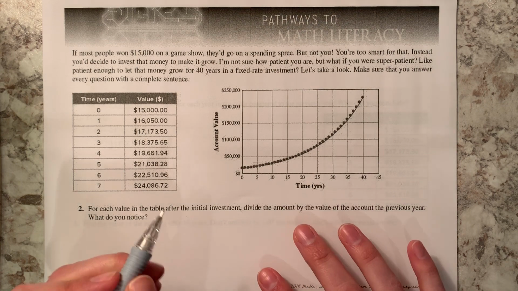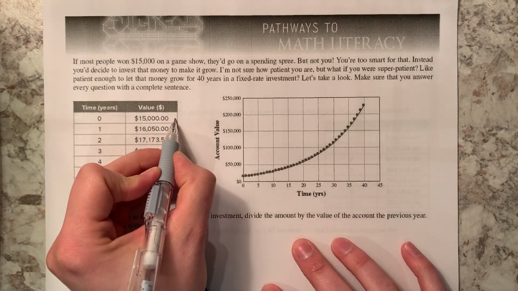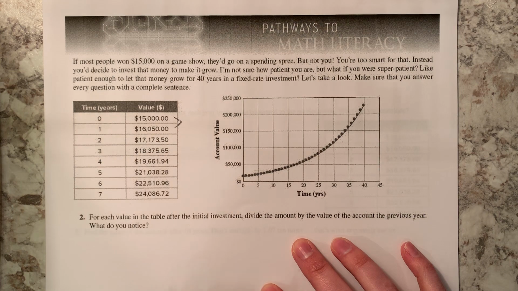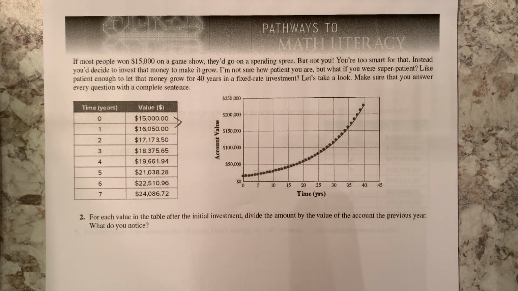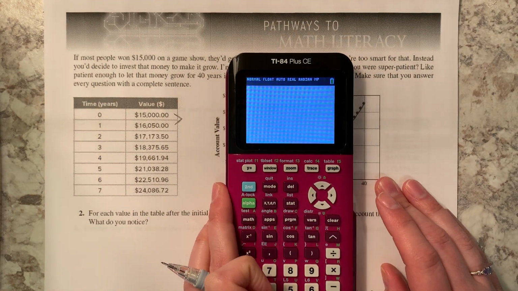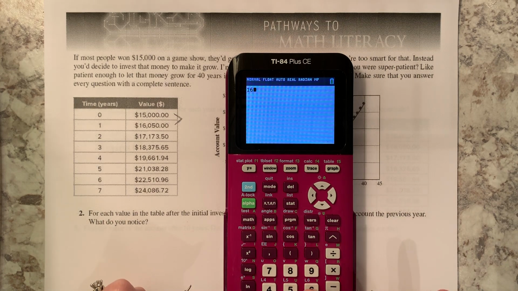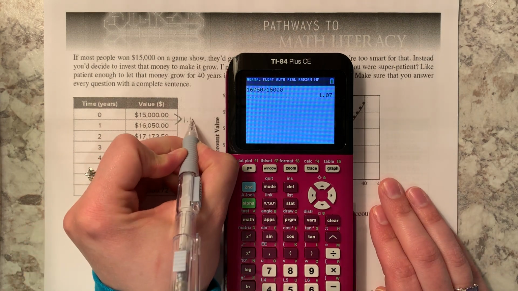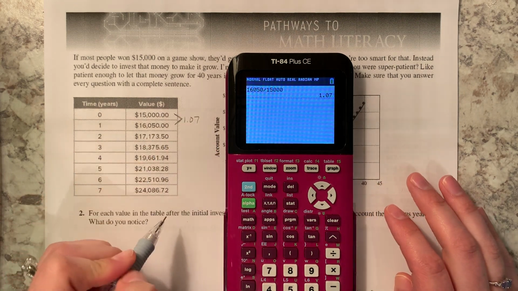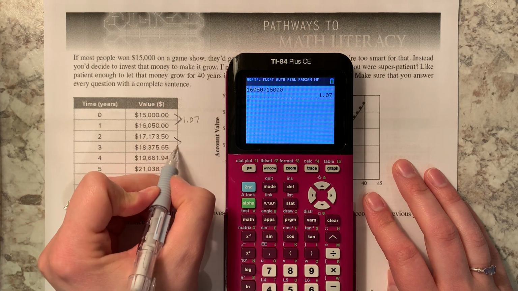What do you notice? So I'm going to grab my calculator and I'm going to divide these two values in the table. So I'm going to take 16,050 and divide by 15,000. And that gets me 1.07. Now I can do that for all of them. I'm just going to pick a couple more.